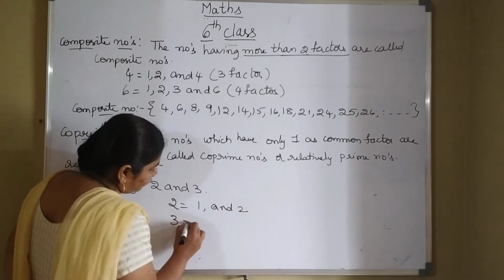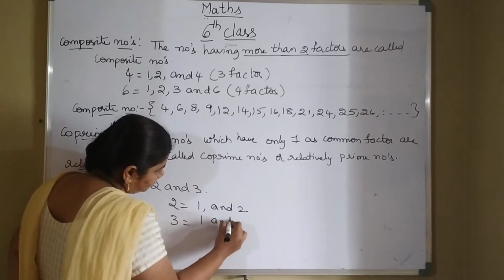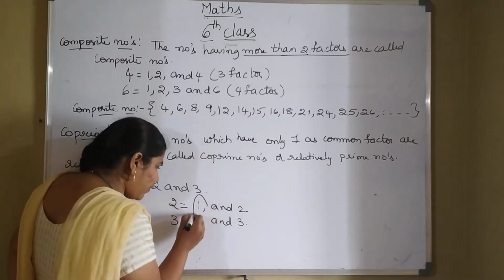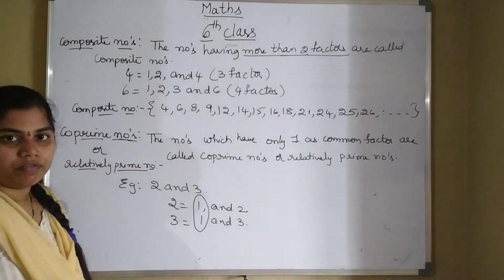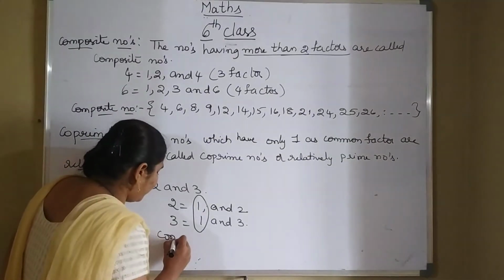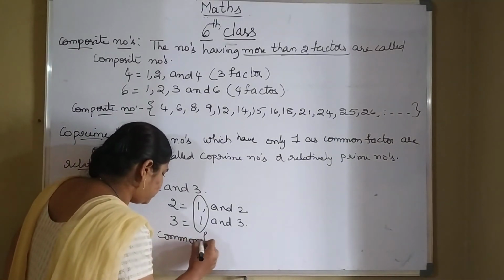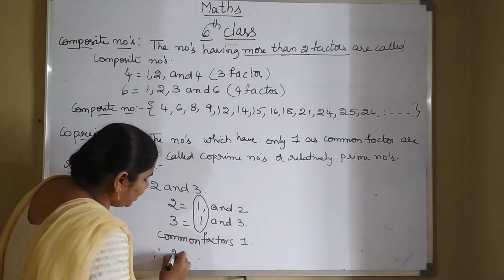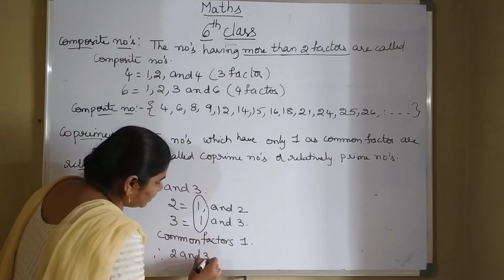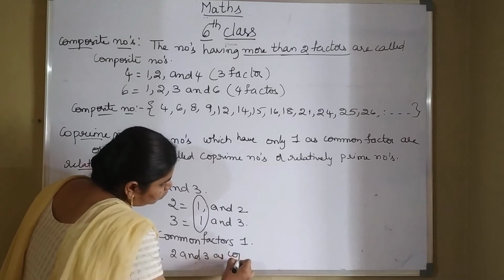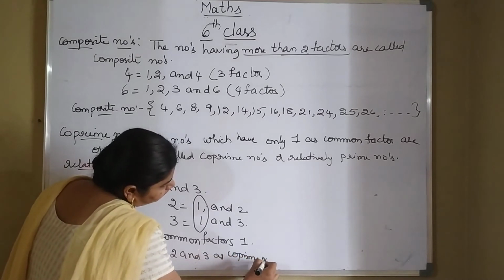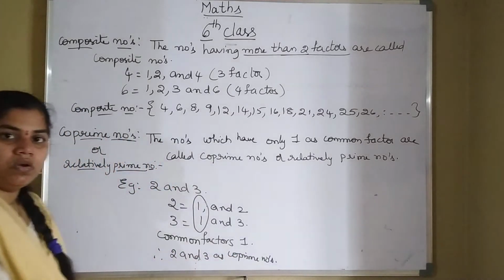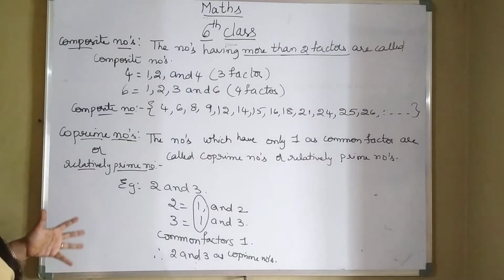And what are the factors of 3? 1 and 3. So what is a common factor here? 1 is a common factor. So you got the common factor as 1. So therefore you can call these 2 and 3 co-prime numbers. Okay.